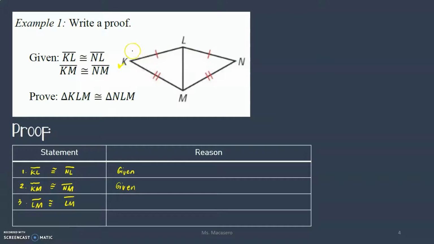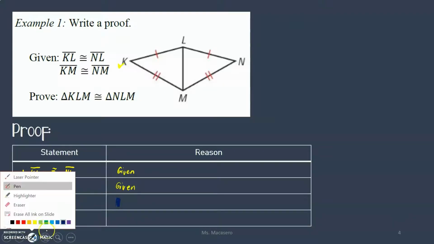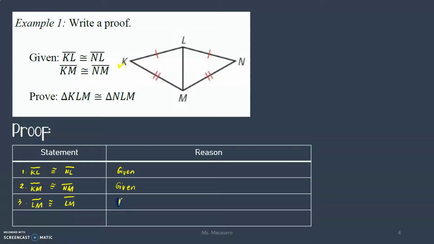Again, side LM here is a common side of the two triangles. The third side of triangle KLM is side LM. Same with triangle NLM, the third side is also side LM. So side LM is common to both triangles. For our statement, side LM is congruent to side LM, our reason for that will be the reflexive property.